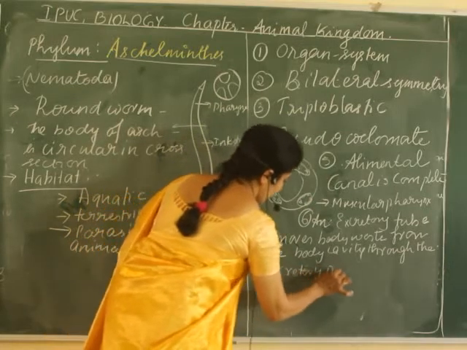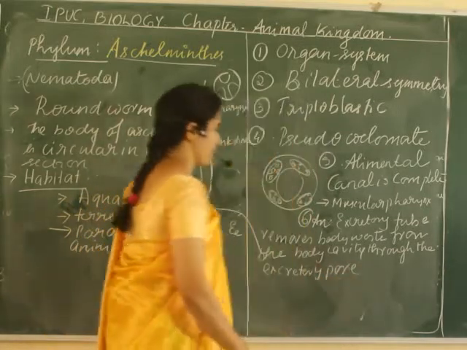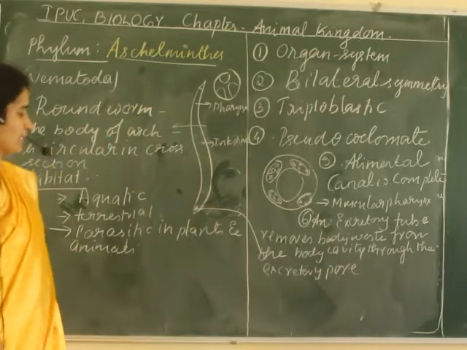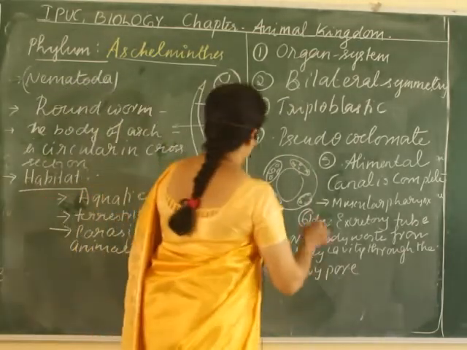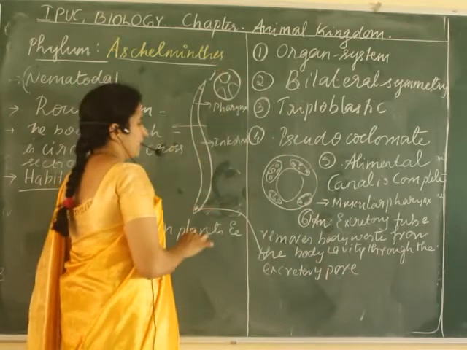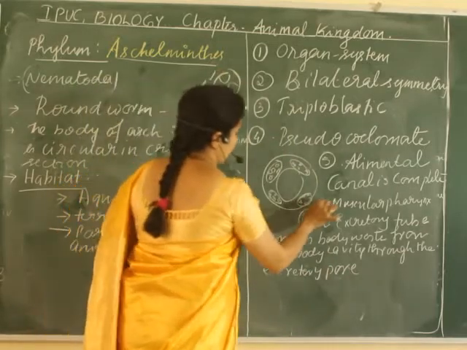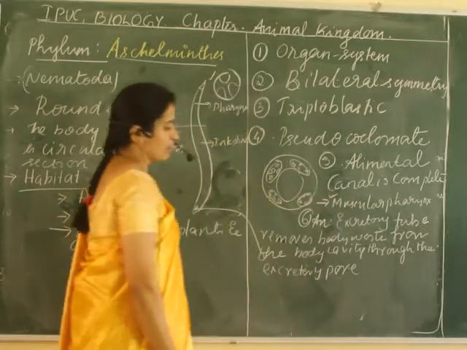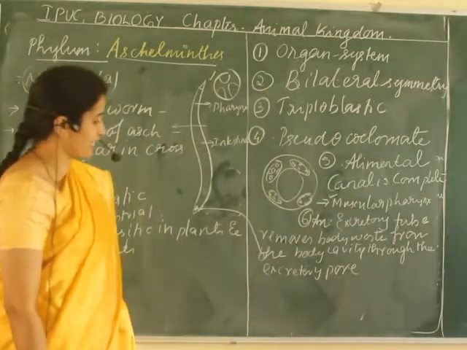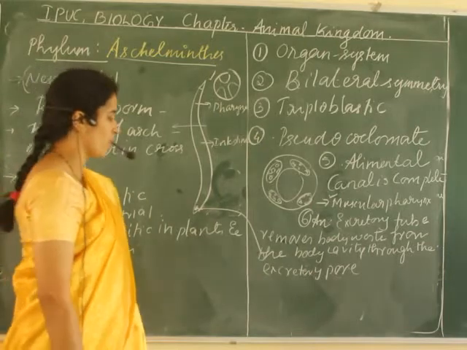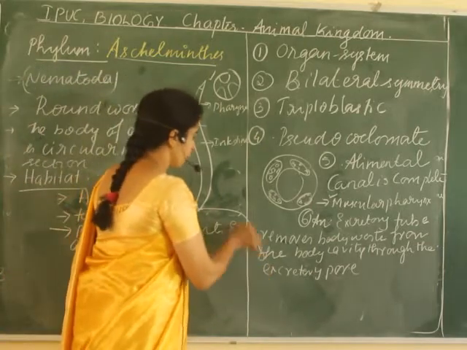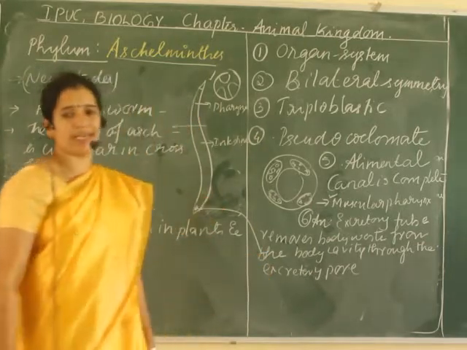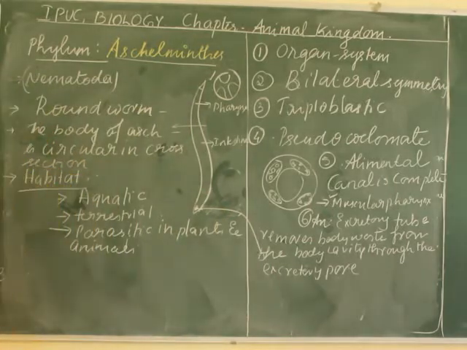So this is why the alimentary canal is complete in the case of Aschelminthes, because they have a mouth with teeth-like structures. Okay, it's not true teeth, but then there is a pharynx which is highly muscular. Then there is an excretory tube which removes the body waste from the body cavity through a small excretory pore.